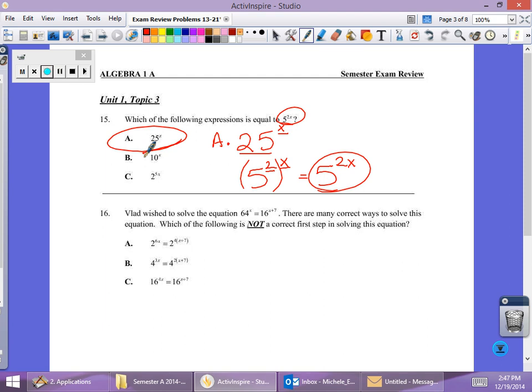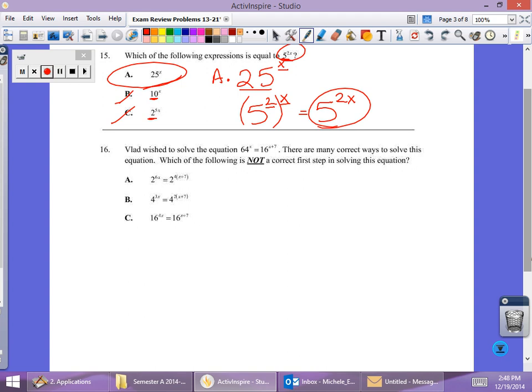Now, another reason why I would know that B and C are not going to work, I'm trying to get something that has a base of 5. And it is impossible for me to write 10 as a base of 5 or 2 as a base of 5. So that also tells me that those answers would be incorrect.